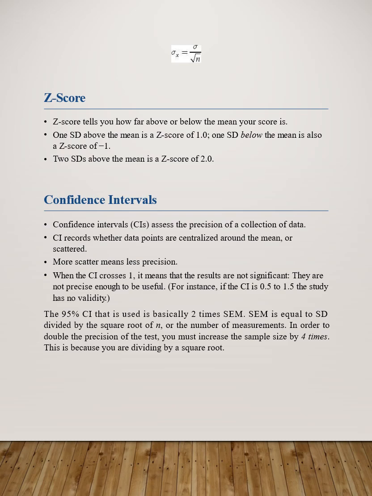Number 4, when the CI, or confidence interval, crosses 1, it means that the results are not significant. The 95% CI, or confidence interval, is basically 2 times SEM. SEM is equal to SD divided by the square root of N, or the number of measurements.